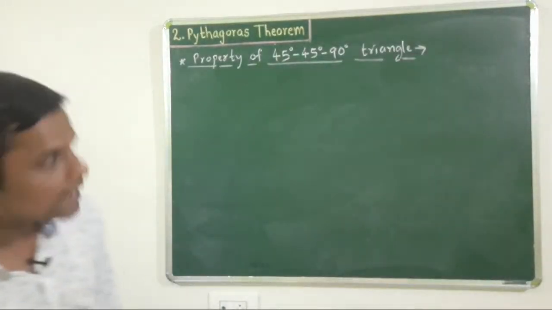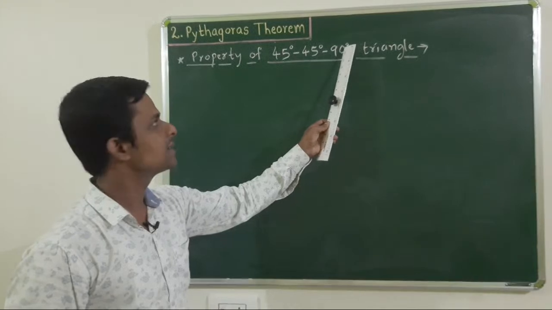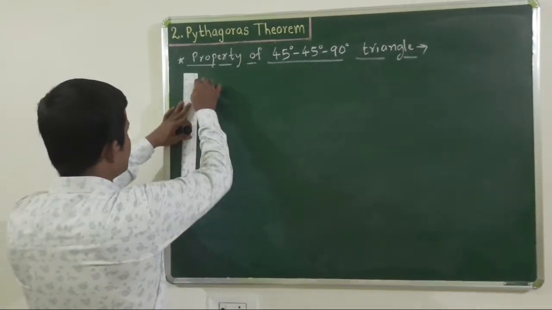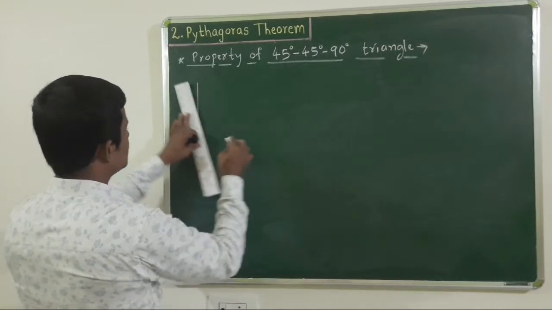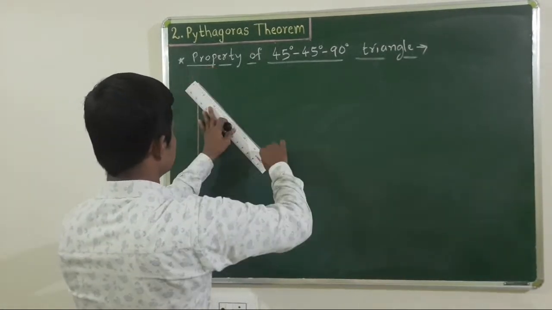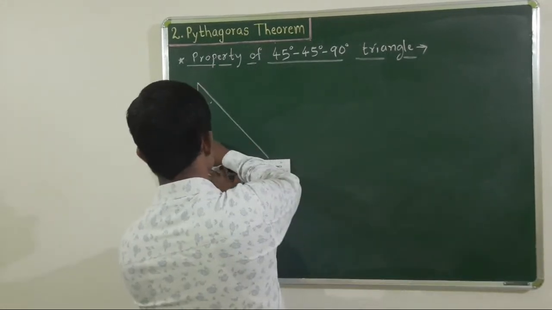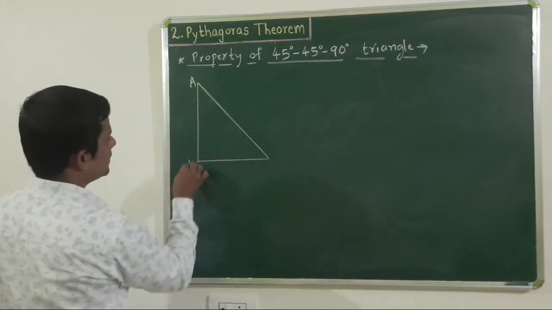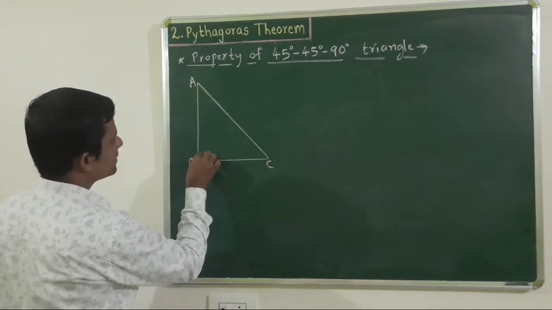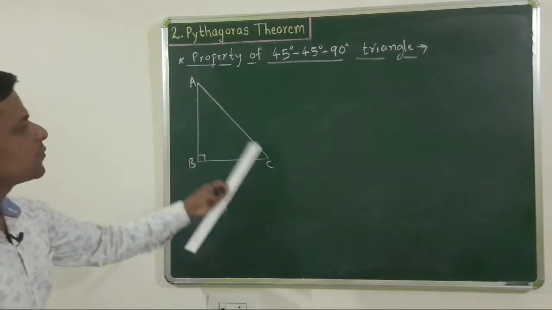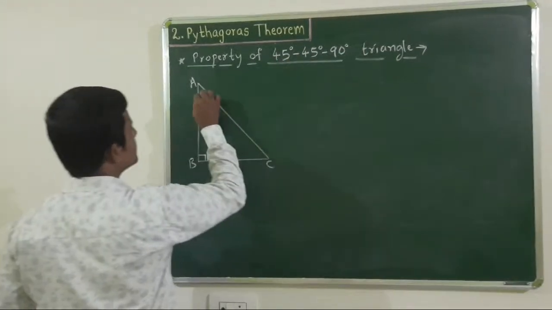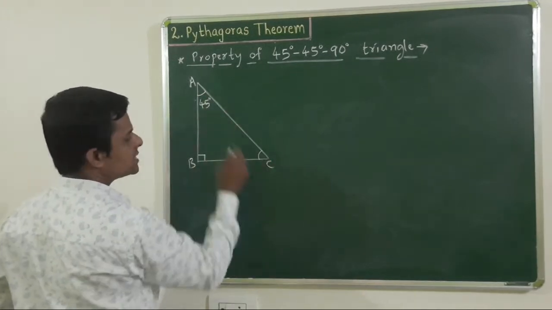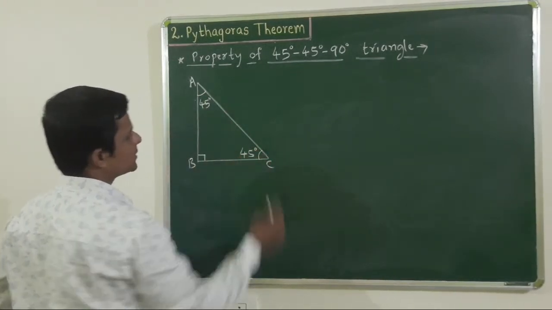Now again there is one right angle triangle. Since one angle is 90 degrees, the remaining two angles are 45 and 45, which means it is a right angle isosceles triangle. Suppose triangle ABC in which one angle is 90 degrees and the remaining two angles are 45 and 45. Angle A is 45, and angle C is also 45 degrees.